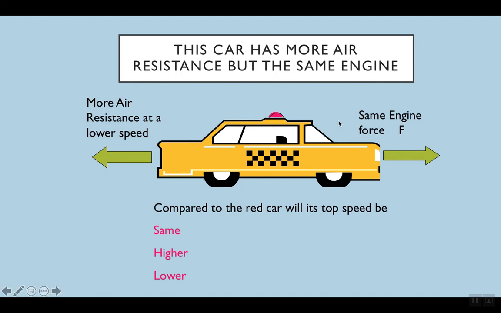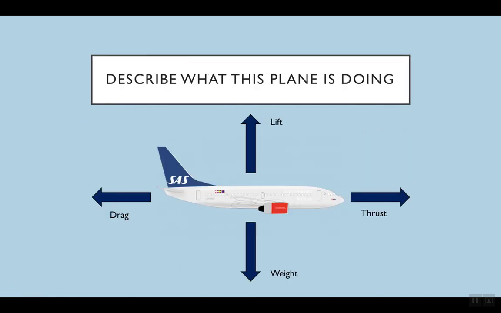Okay, so this is a less aerodynamic car, as you can see. Compared to the red car, what do you think its top speed will be? So lower. It's going to have a greater air resistance, and because of that, it's going to have a lower top speed.